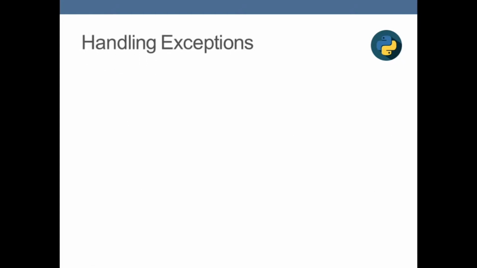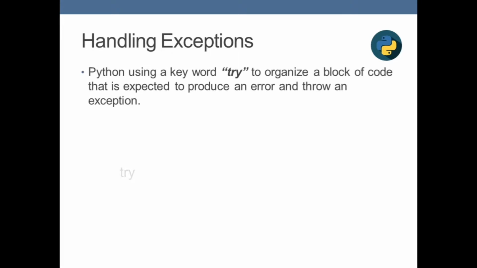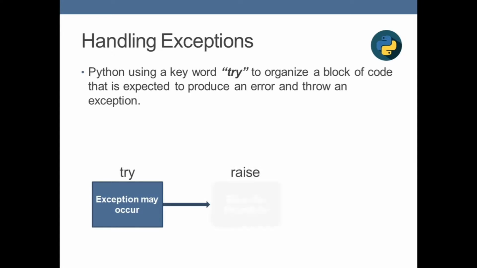Handling exceptions. You might have come across this scenario in your program. If any line produces an exception, the program will stop at that line and it won't execute the remaining lines. So we are going to use some keywords in Python so that even if any line throws an error, the program won't get stopped. First we are going to use a try block, which is used to organize a block of code that is expected to produce an error and throw an exception.